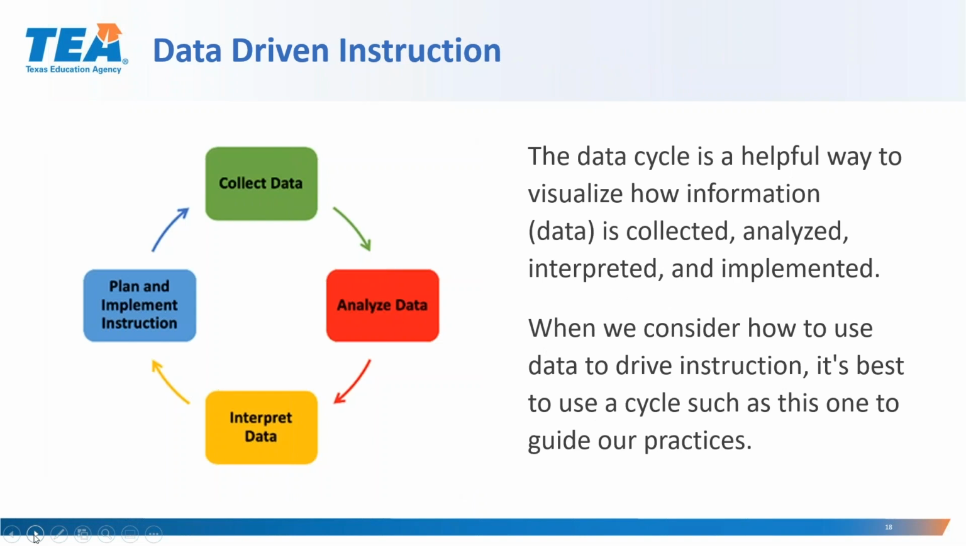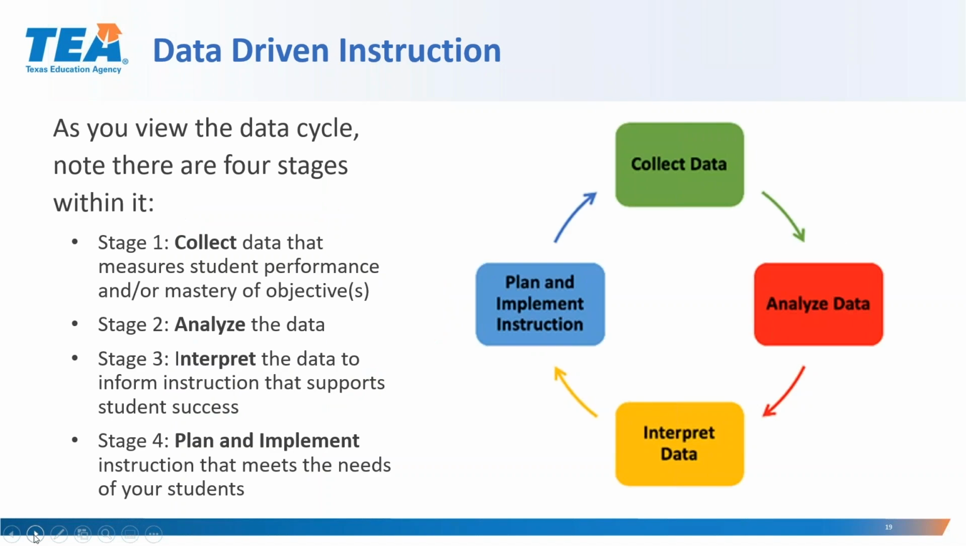Now that we've considered what highly meaningful data looks like, at least internally with ourselves, and why it's important, let's apply those thoughts to the data cycle. The data cycle is a helpful way to visualize how data is collected, analyzed, interpreted, and implemented. While we consider how to use data to drive instruction, it's best to use a cycle such as this one to guide our practices. And for those of you participating in reading academies, this cycle may also look very familiar as it is used there as well. Let's view the data cycle and its components together.